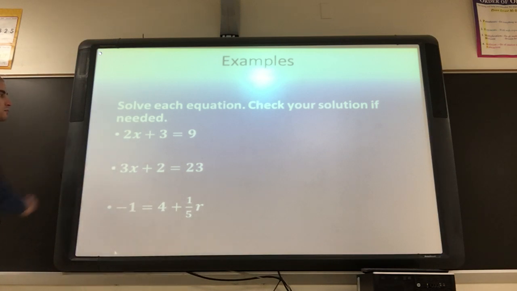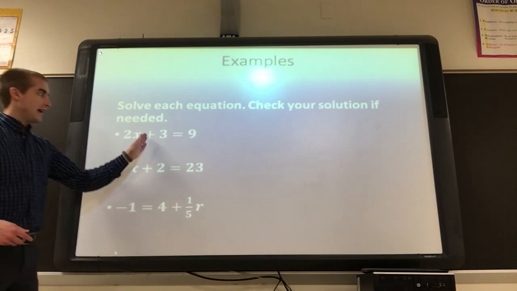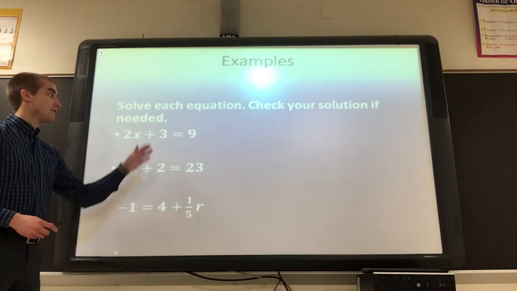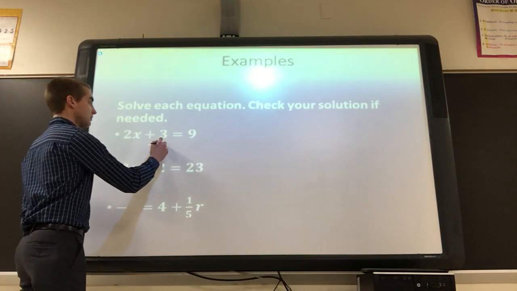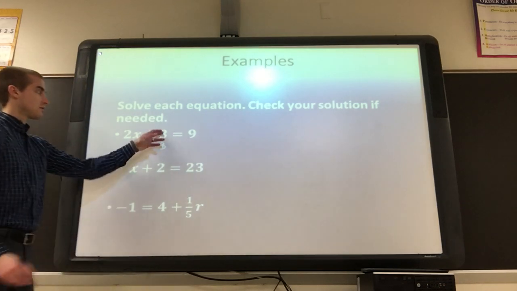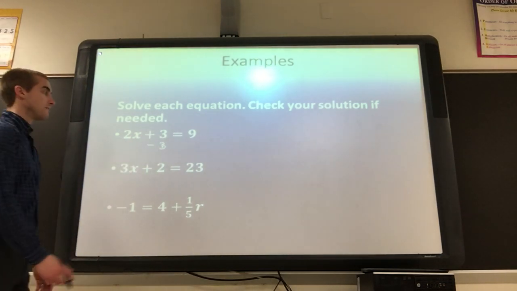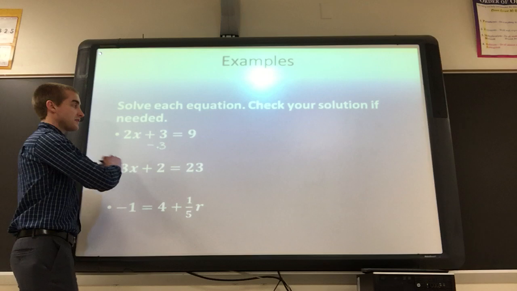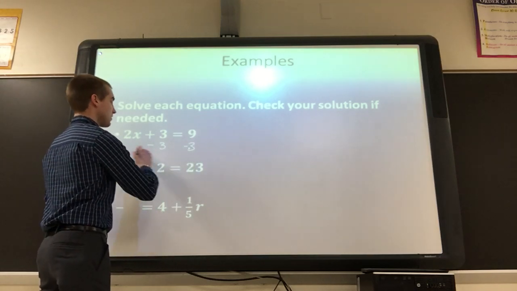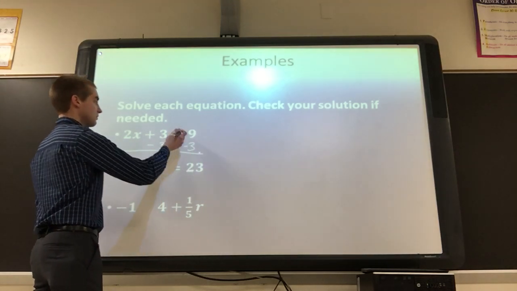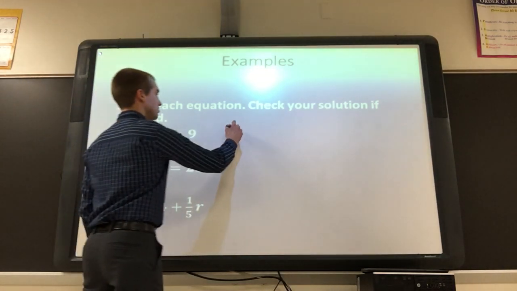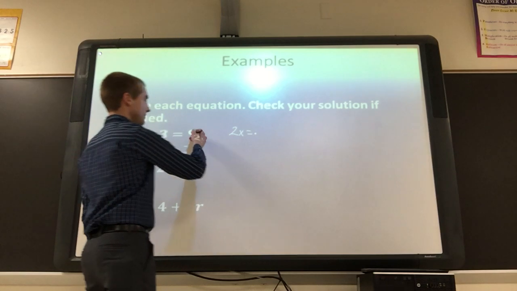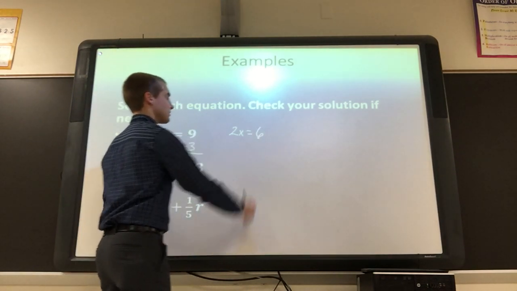So we've got 2x + 3 = 9. So we are adding 3. We need to get rid of that plus 3 first. To get rid of the plus 3, we would subtract 3, because 3 minus 3 would get us 0. If we subtract 3 on the left side of the equation, we need to subtract 3 on the right side of the equation. So 3 minus 3 would cancel out. What we're left with is 2x = 9 - 3, or 6.